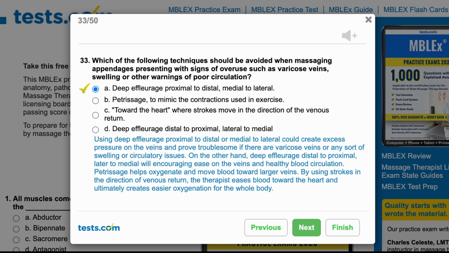On the other hand, deep effleurage distal to proximal, lateral to medial will encourage ease on the veins and healthy blood circulation. Petrissage helps oxygenate and move blood toward larger veins. By using strokes in the direction of venous return, the therapist eases blood toward the heart and ultimately creates easier oxygenation for the whole body.